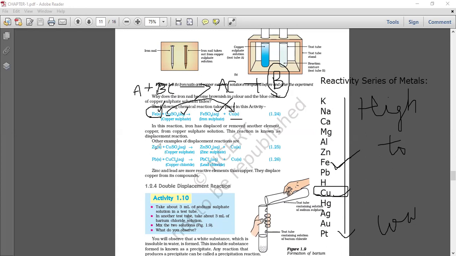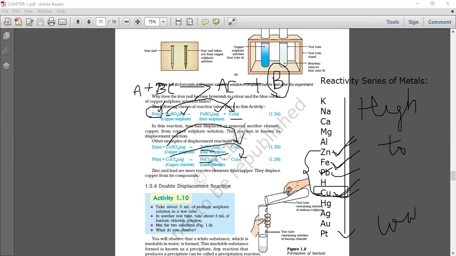Similarly, another example is given here: zinc plus copper sulfate. Where is zinc and where is copper? From these two, which is more reactive? Zinc is more reactive, so zinc displaces copper again. Zinc reacts with sulfur and oxygen and forms zinc sulfate. Next one is lead and copper. Tell me which is more reactive again? Lead is more reactive, so lead displaces copper again, and it formed lead chloride.